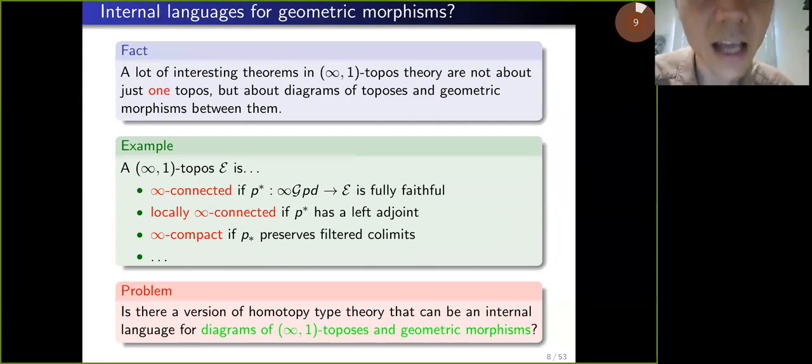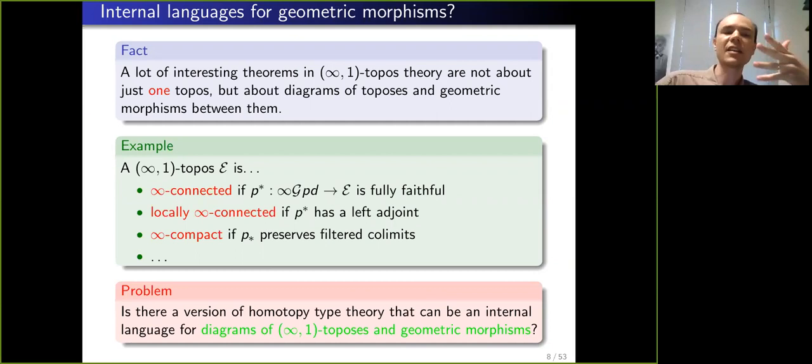And in fact, a lot of the interesting theorems about higher topos theory are not about just one topos, but about diagrams of toposes and geometric morphisms between them. So I just threw up a few examples here, like connectedness, or local connectedness, compactness of a topos are all expressed naturally in terms of the geometric morphism to the category of sets or infinity groupoids, and other sorts of modalities and monads and monoidal structures and so on have to do with functors between toposes.